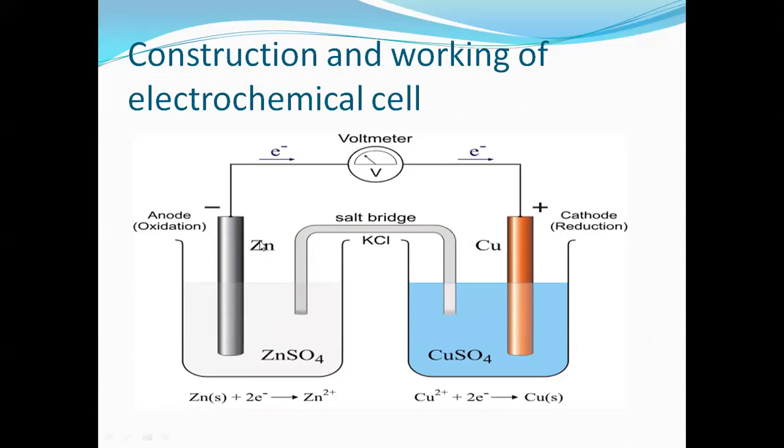Best example: when zinc is taken in zinc sulfate and copper is taken in copper sulfate, the zinc rod is known as the electrode and zinc sulfate is known as the electrolyte. And the copper rod is the electrode and the copper sulfate is the electrolyte. When the zinc rod is placed in the zinc sulfate and the copper rod is placed in the copper sulfate, the zinc rod is the anode and the copper rod is the cathode.